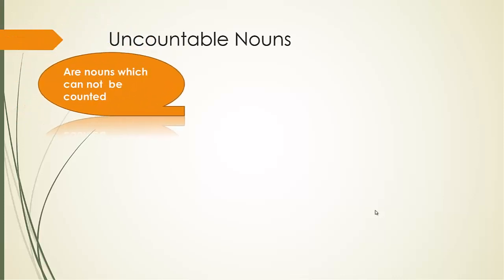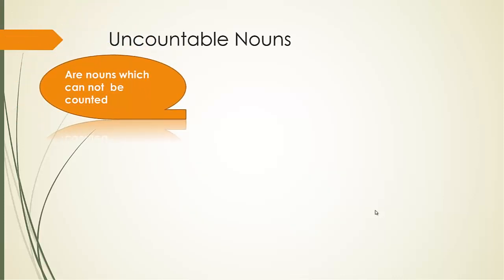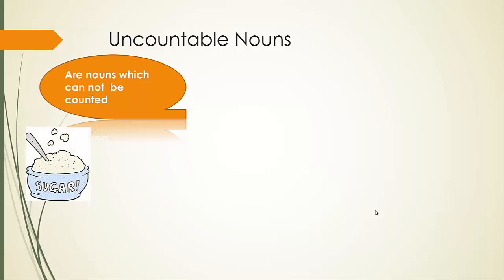Now let's go to uncountable nouns. So uncountable nouns are nouns which cannot be counted. Can you count sugar? No. So the first uncountable noun is sugar. You can know now why you can't count these nouns. Flour.